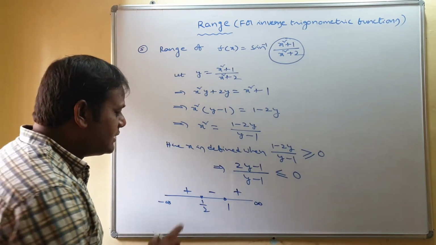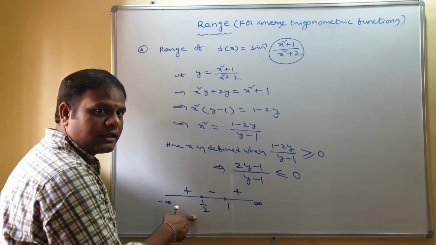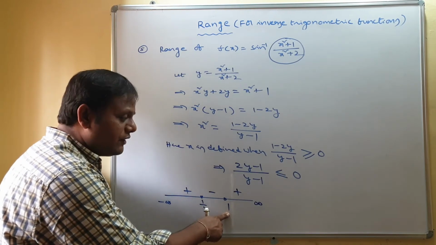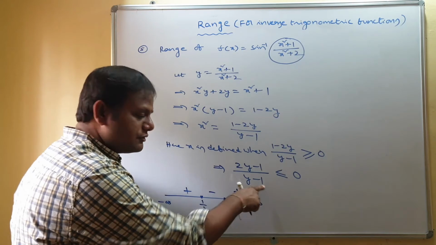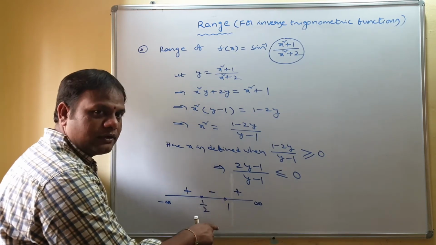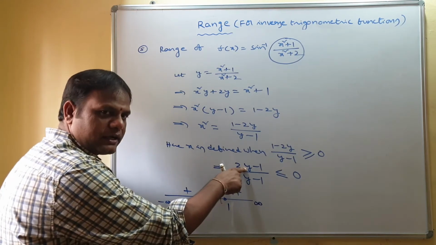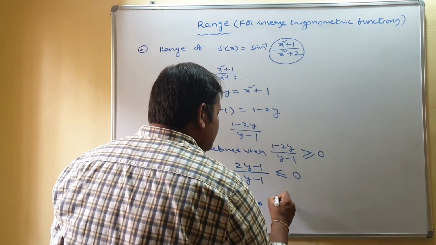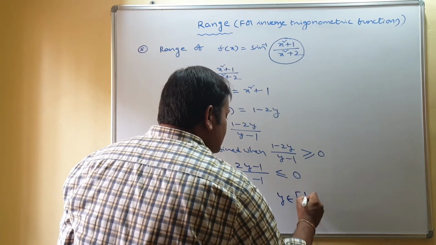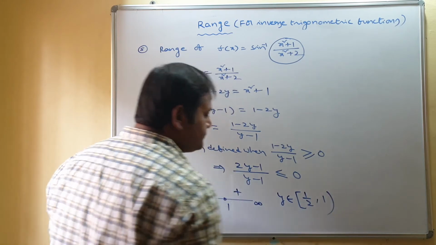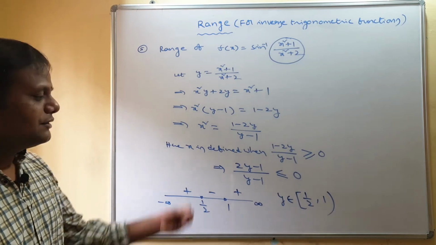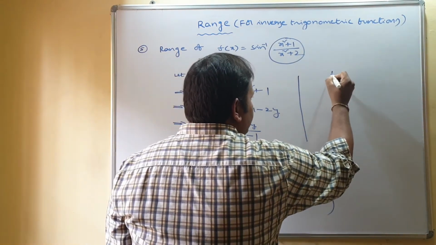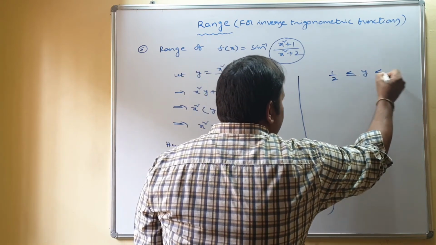Now, here the question is closed interval or open interval. If you take a closed interval at 1, what will happen? The denominator becomes 0. So, for 1 it is an open interval. For 1 by 2? Yes, the numerator is 0, and 0 by something becomes 0. Is it? So, the y values are: y belongs to the closed interval 1 by 2 to 1. Is it clear? Okay. Now, we have the y values. So, 1 by 2 less than or equal to y less than 1.